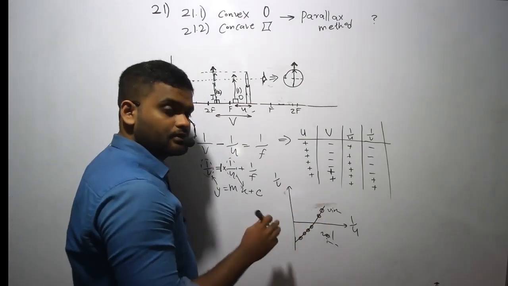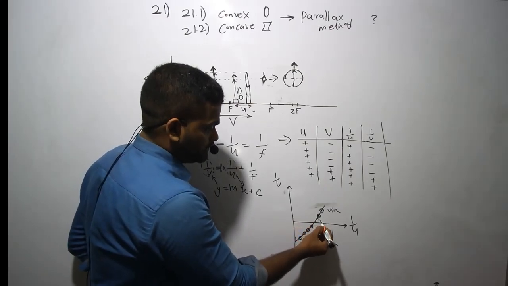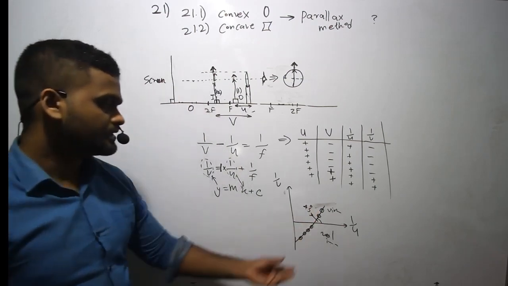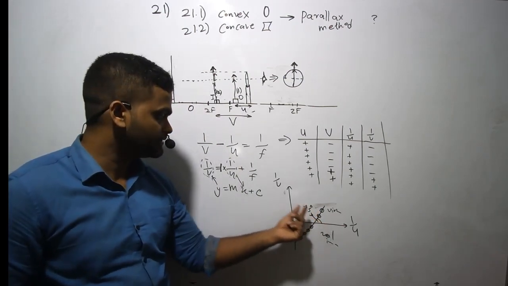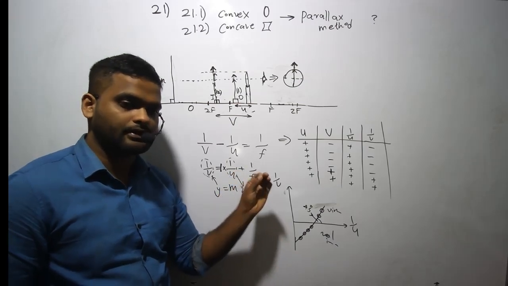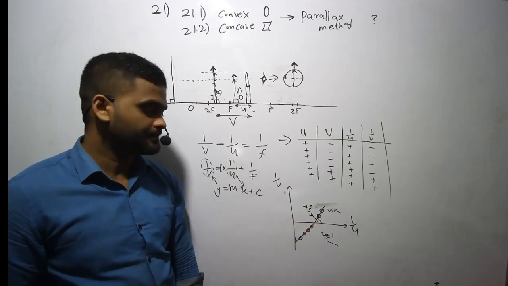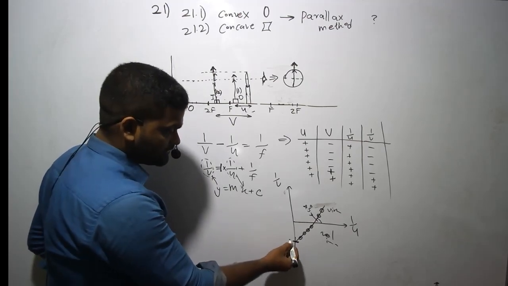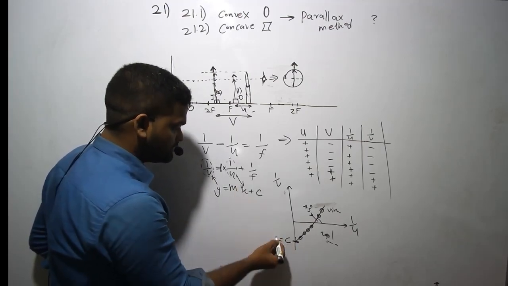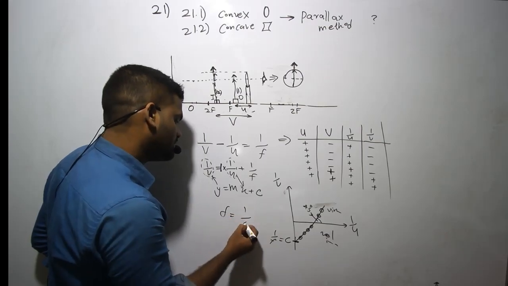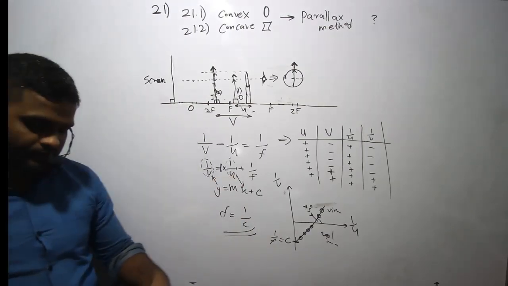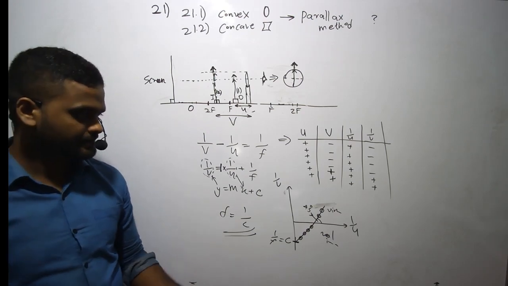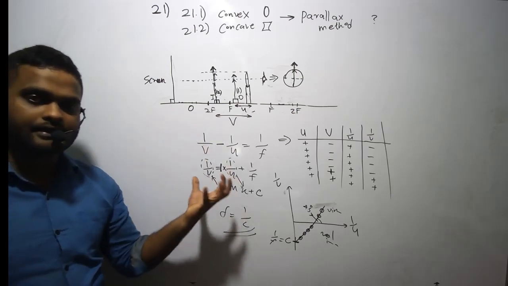If you have correctly drawn the graph, this angle should be 45 degrees, right? Because the gradient is 1, so tan 45. Then the intercept is here. You know intercept is equal to 1 over f, so f is 1 over c. That is how you find the focal length. So that is the idea of this experiment.